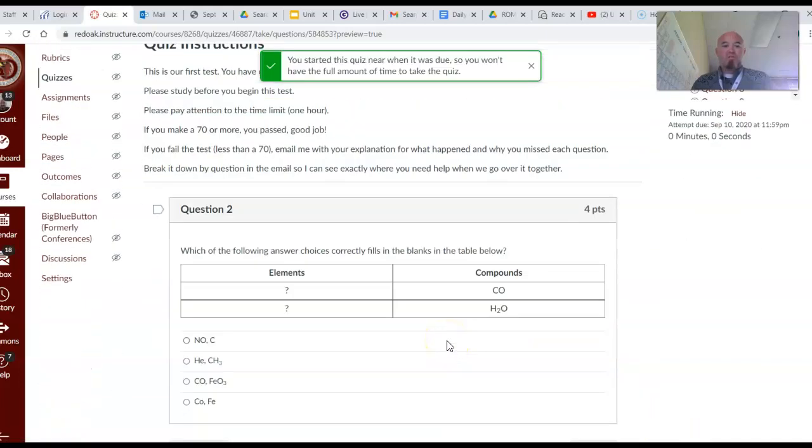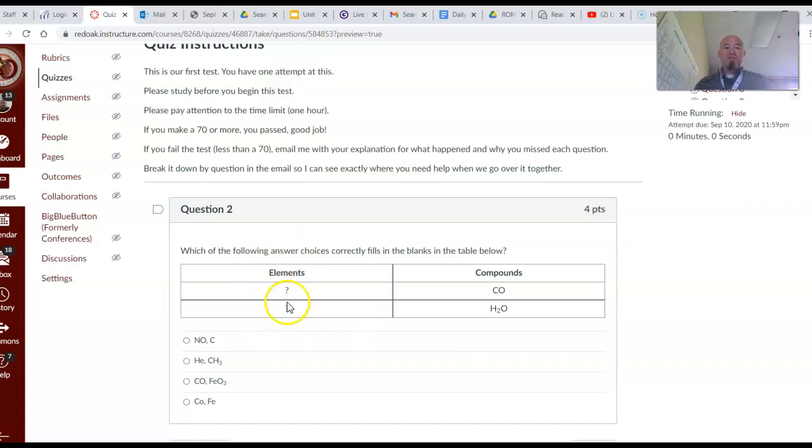Question 2. Which of the following answer choices correctly fills in the blanks in the table below? All right, so in this column we have elements. In this column we have compounds, so we're looking for the elements. Is it NO, C? Is it HE, CH3? Is it CO, FeO3? Or is it CO, Fe? Which of these are elements only?